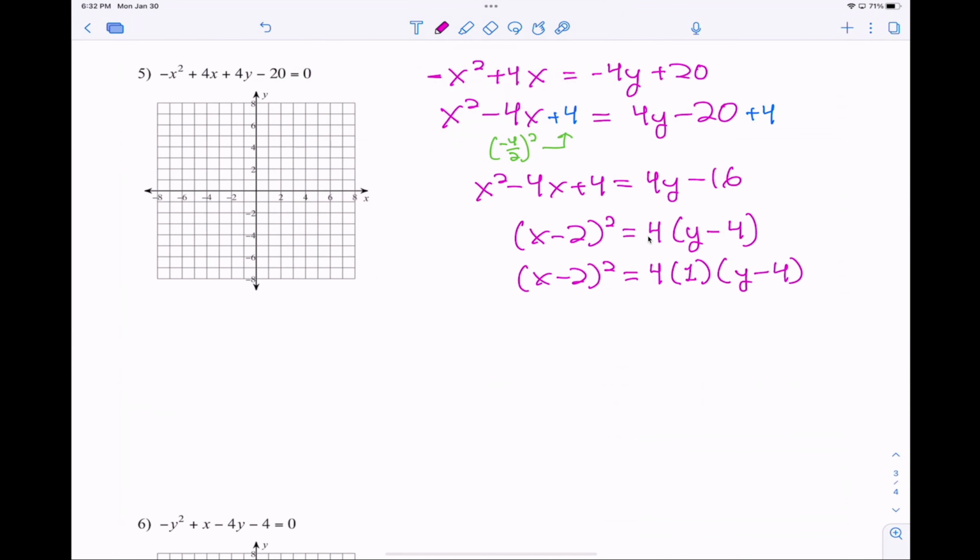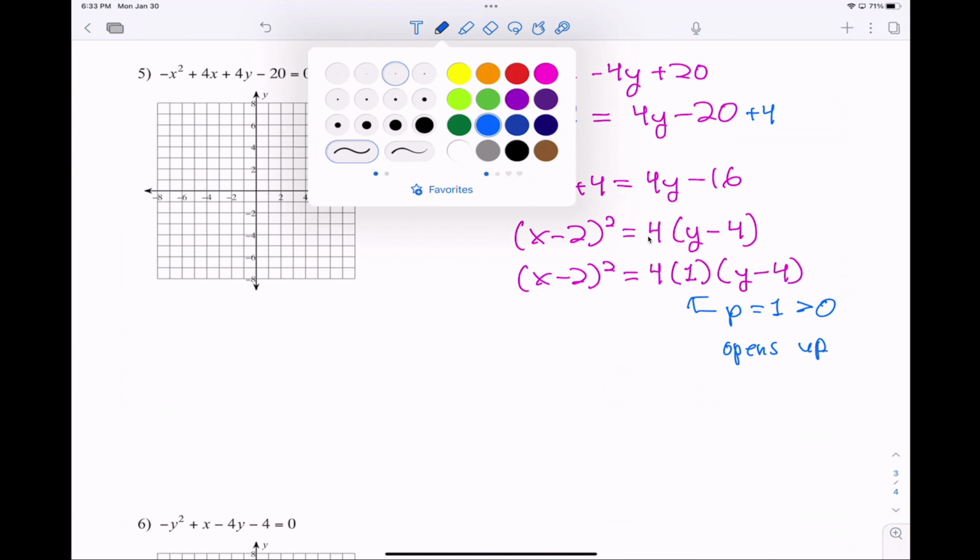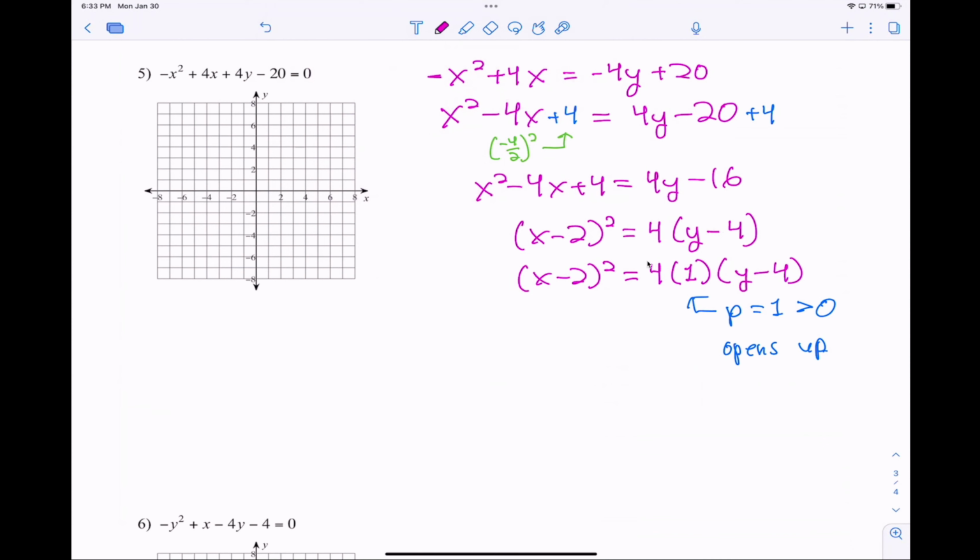Y minus 4 can stay right there. P equals 1, which is greater than 0. It's positive. The x is squared, so it opens either up or down. P is positive, so it opens up. Where does it open up from? Well, its vertex is at positive 2, positive 4. That's a point I would put right there.